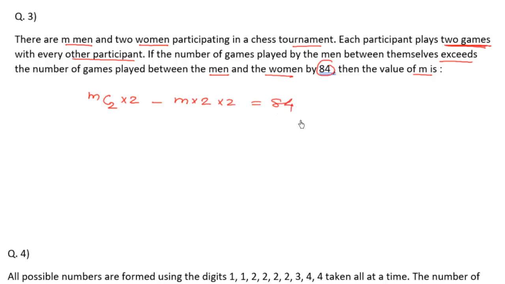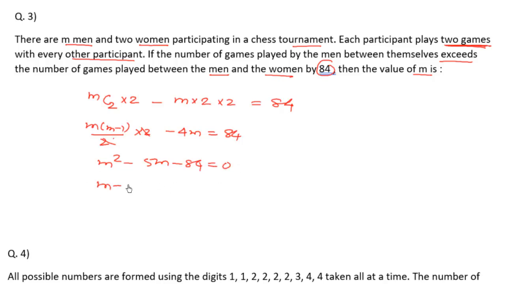This, as per the question, is 84. So if we calculate, this will be 2 factorial, which is nothing but 2 itself, into 2 minus 4 times n, is equal to 84. This 2 will get cancelled out, and we'll be getting n square minus 5n minus 84 is equal to 0.